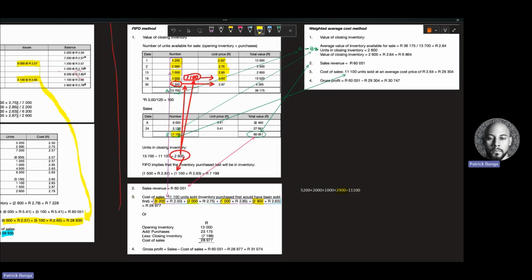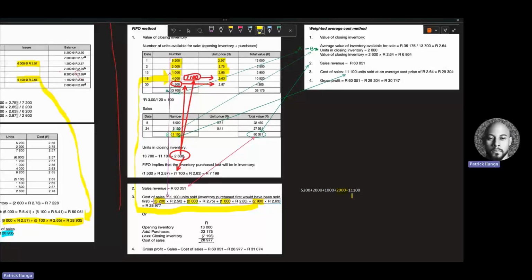So 2,900 will come from here. Remember, everything needs to add up to the 11,100. So it's not everything that we purchased that was sold. We agree, only 11,100 units.